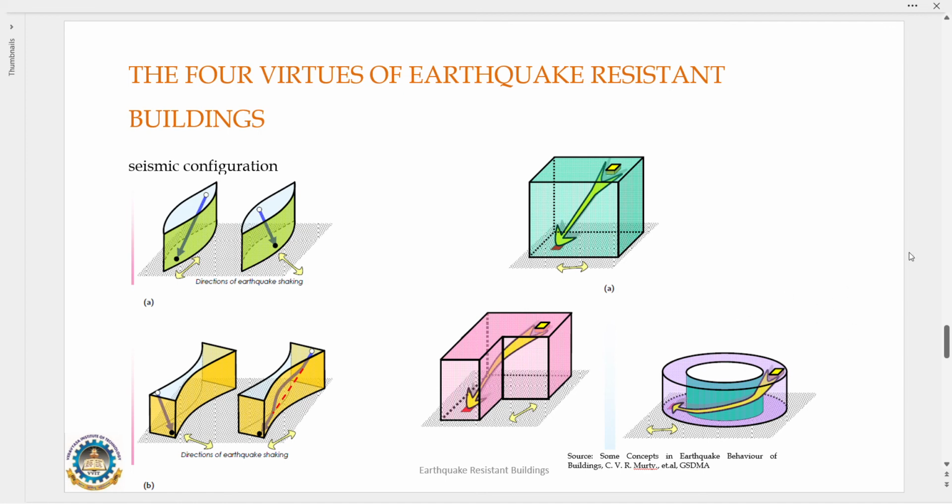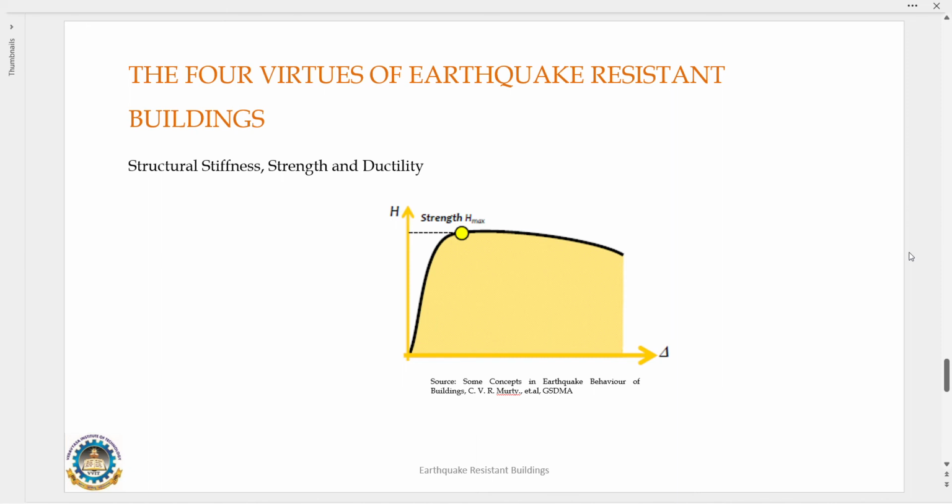Then the next three virtues are lateral stiffness, lateral strength, and ductility. So what is lateral strength? Strength refers to the maximum resistance that the building offers during its entire history of deformation. Ductility is the ratio of maximum deformation to the idealized yield deformation. And lateral stiffness is the initial stiffness of the building, even though the stiffness of the building reduces with increasing damage. So desirable stiffness means the initial stiffness.